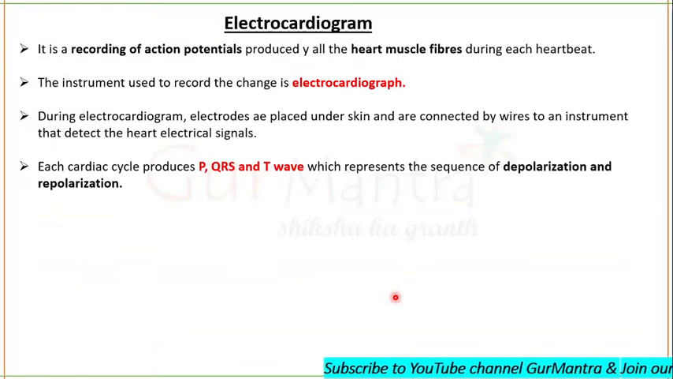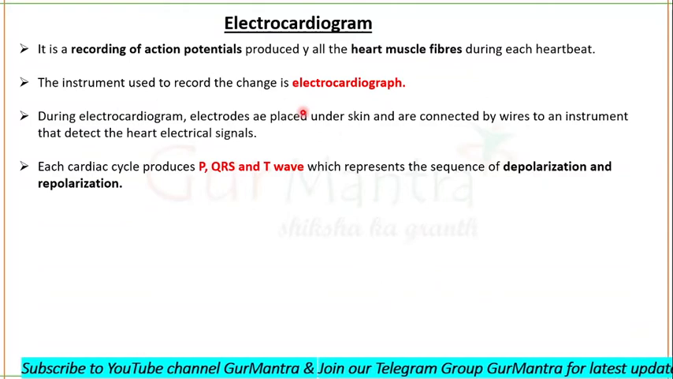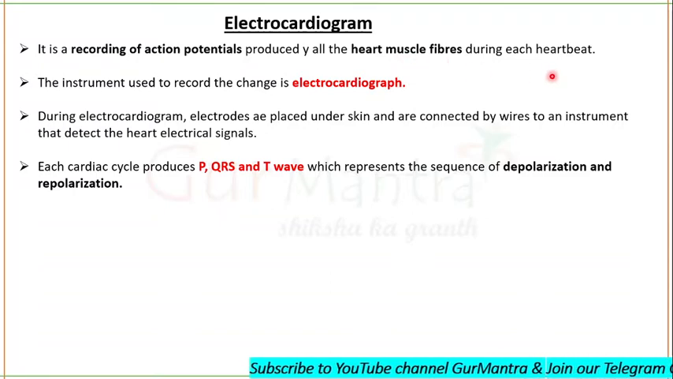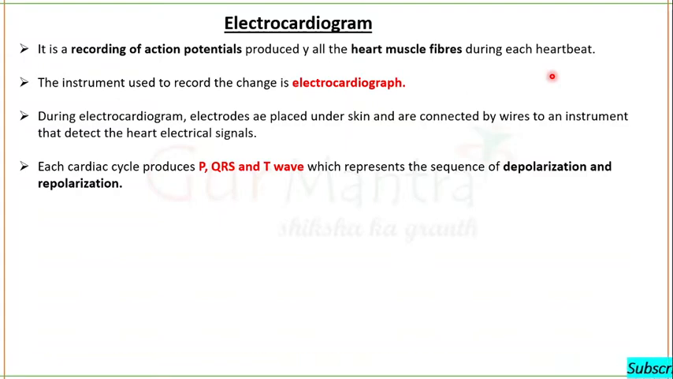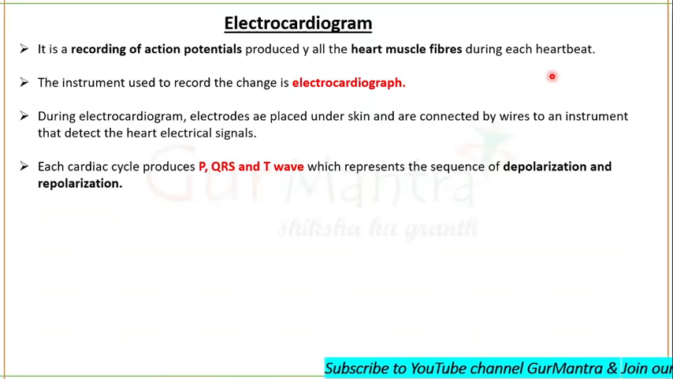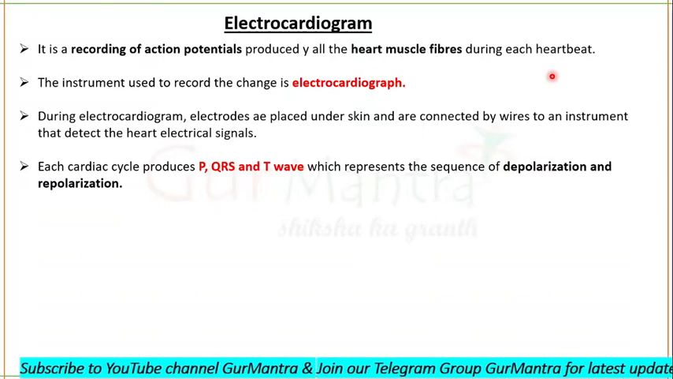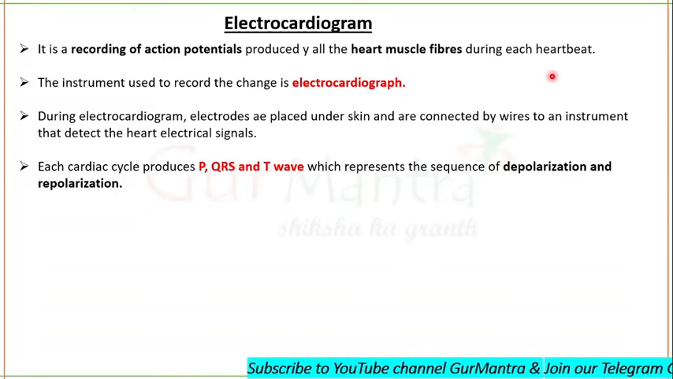Next, we will come to know about the electrocardiogram. We know that our body is a good conductor of electricity. And what is an electrocardiogram? It is the recording of action potentials which are produced by all the heart muscles during each heartbeat. All the action potentials generated by our heart muscle fibers during each heartbeat are recorded, and that recording is called an electrocardiogram.